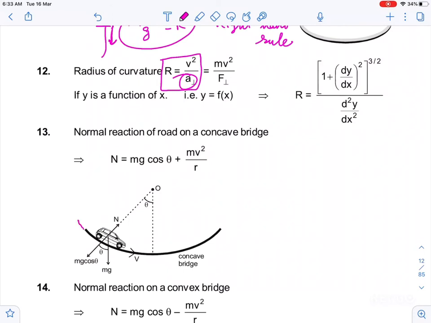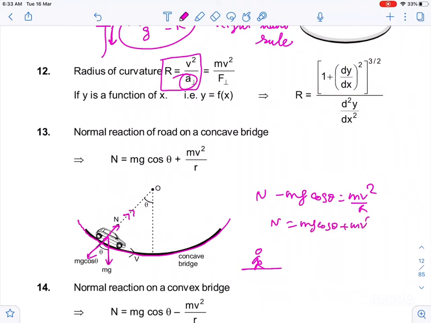Suppose a car is moving along a track like this, so this is normal, guys. This is weight acting vertically downward, so the component of weight along this is mg cos theta. So I can simply write that, if you are seeing from the ground frame of reference, you can say that this normal minus mg cos theta is equal to mv square by r, because in this case centripetal force acts toward the center. In ground frame, centripetal force will come into picture. So N is equal to mg cos theta plus mv square divided by r.